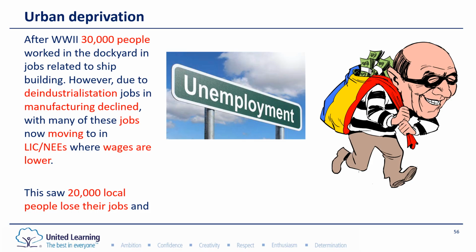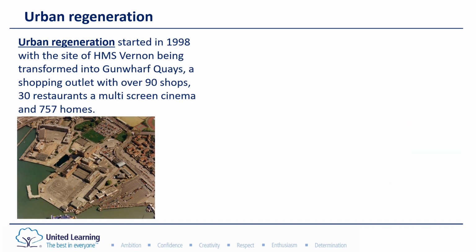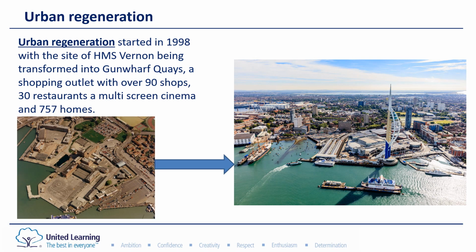The council know they need to improve Portsmouth as an area, and they are trying to regenerate it. Urban regeneration is where you take a brownfield derelict site, which was once used, and improve it to something which has got a social and economic benefit. The picture in the bottom left shows HMS Vernon, an abandoned naval site, which was regenerated into Gunwharf Quays, a shopping centre with over 90 shops and 30 restaurants.